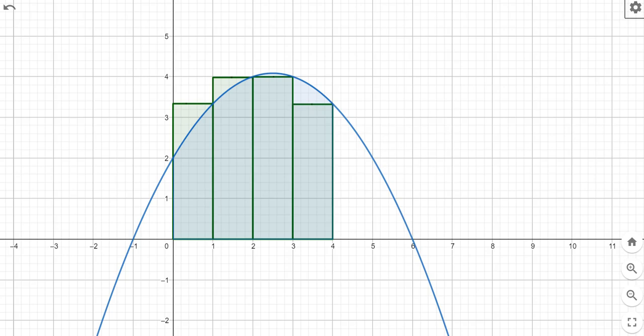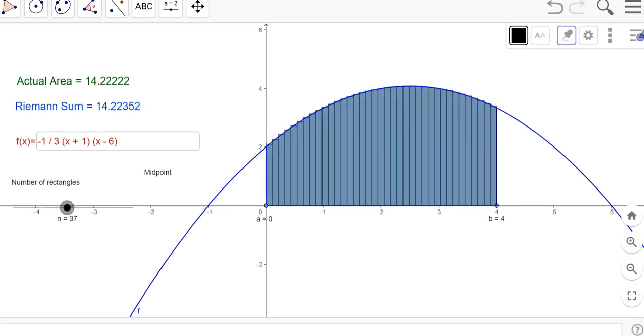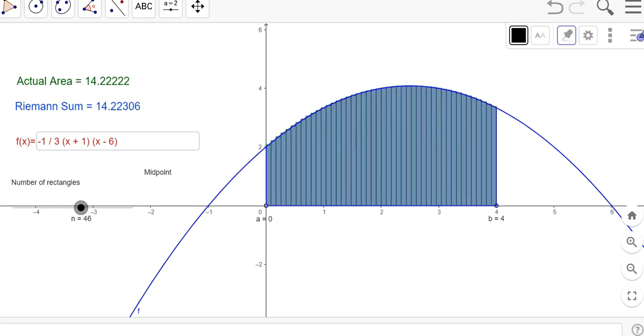Why do I do the top right corner, not the top left? Because it doesn't make a difference. Here's the same function, same rectangles. Whether I do the right corner or the left corner, as long as I have enough rectangles, it doesn't really make a difference. Here's the right corner, here's the left corner. See how little difference it actually makes in my Riemann sum? So, for this video, I'm just always going to do the right corner. Let's see how this looks in a problem.